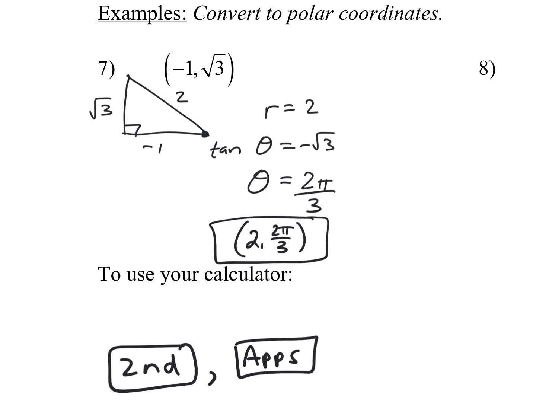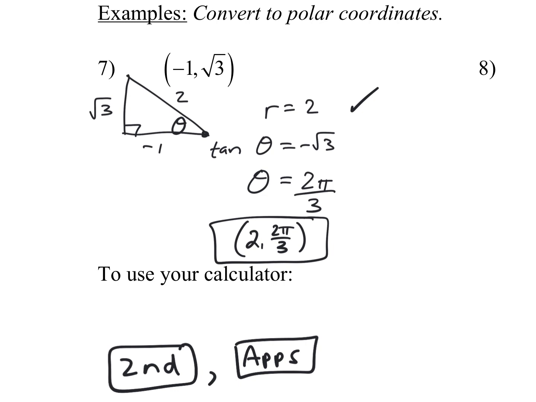So again, we have to construct this triangle for number 7. What I did was construct 1 unit to the left, and √3 is our height. Using our Pythagorean theorem, we end up with 3 plus 1, take the square root of that 4, and we get our r value of 2. I used the tangent function here, and I found that the tangent of theta, which exists right here, is -√3.